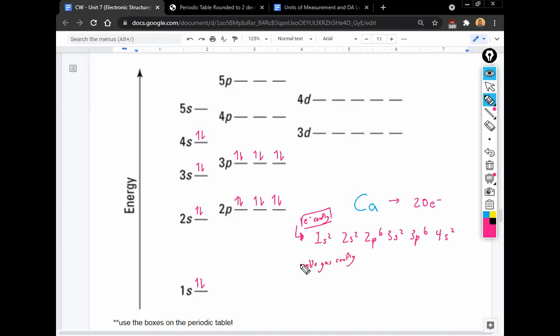Okay. So noble gases are elements that are on the far right of the periodic table, right? They're known for being stable. They're kind of like loners. They don't want to do anything with anyone else, because they are happy the way that they are. They don't want to move electrons around. So what we do is we look at the noble gas that comes right before calcium.